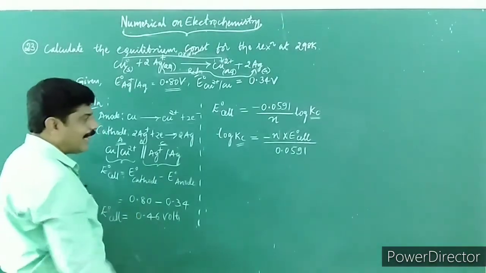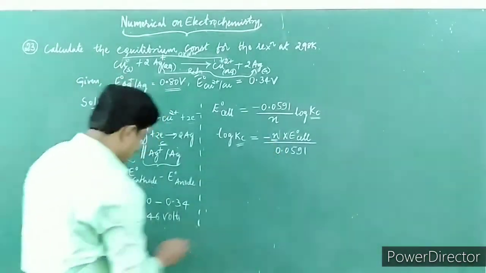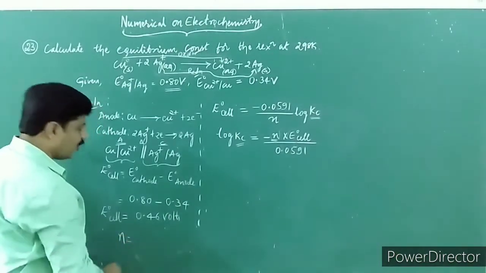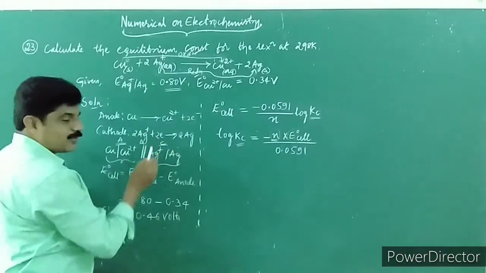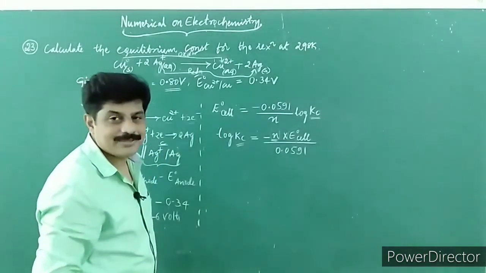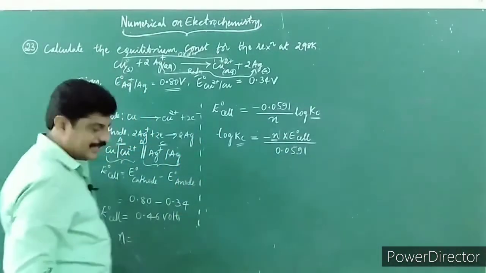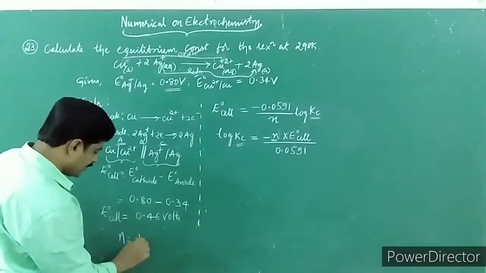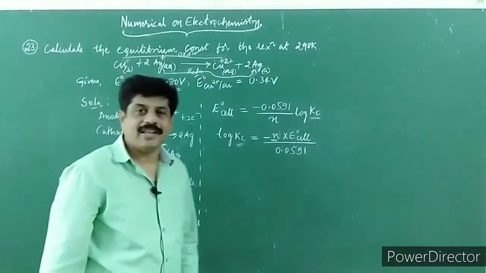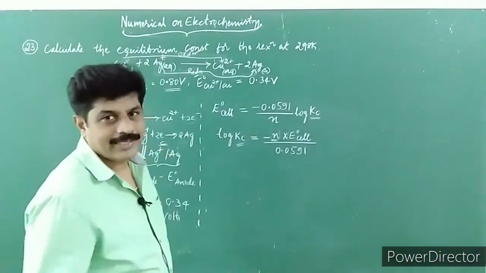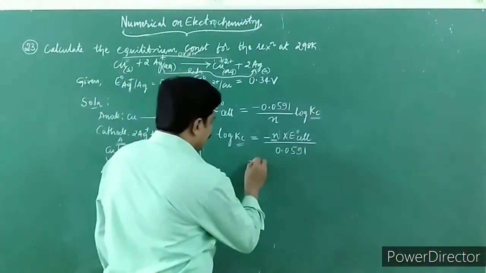Children, one more value you are supposed to find out, that is the n value. Look here, n is equal to how much? Children, 2 electrons are used in the reduction of 2Ag+ to 2Ag. That means n is equal to the number of moles of electrons, that is equal to 2 moles of electrons, and the value of n is equal to 2. Let me substitute the values here.